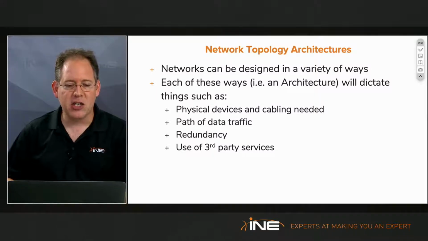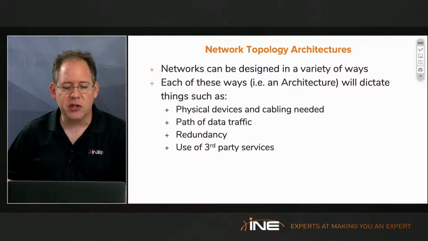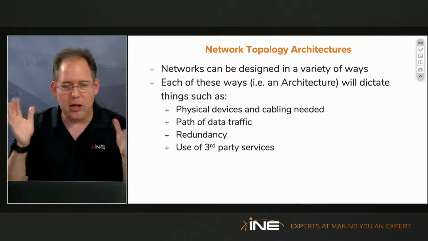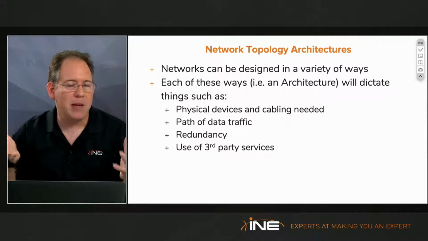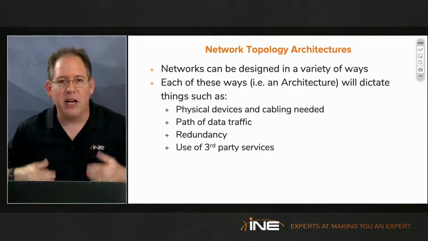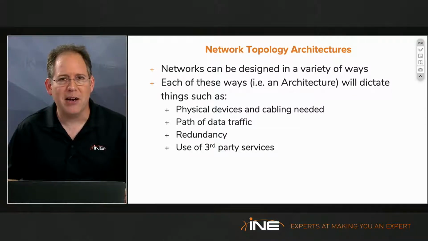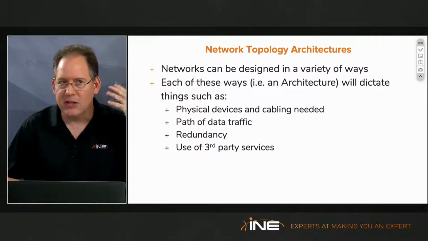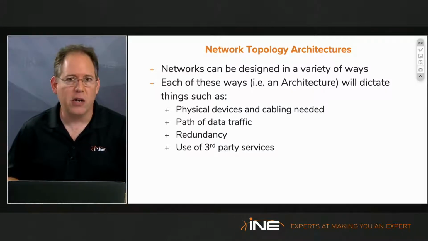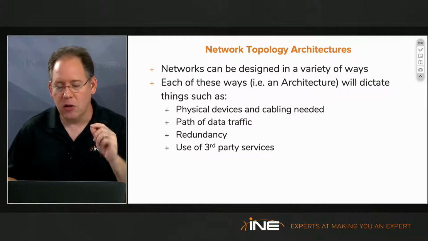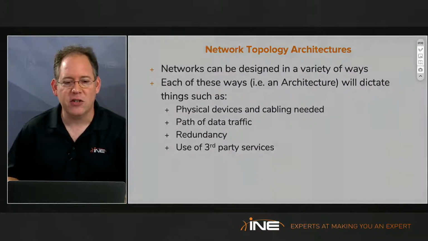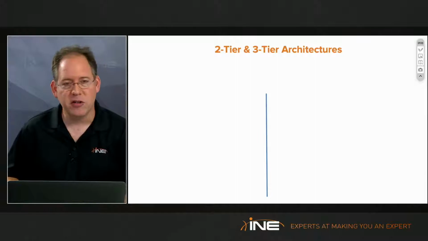Also, some of these architectures will dictate, do I need to use third-party services? In other words, can I make the architecture all on my own, all with my own cabling and my own networking devices, or do I need to contract the services from some outside provider to help me build some or most of the architecture I want to use? So let's start by looking at some of these architectures, starting with two-tier versus three-tier architectures.